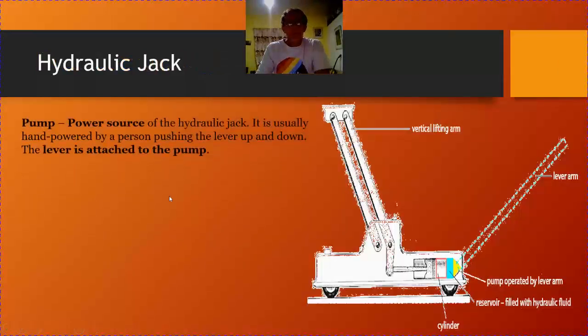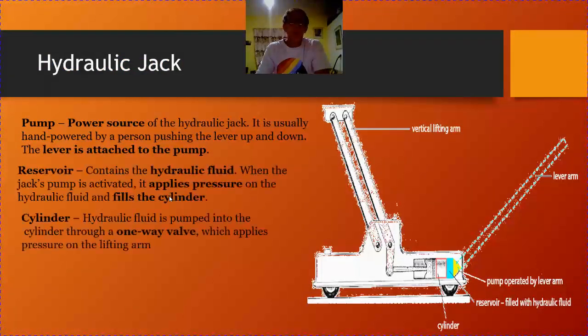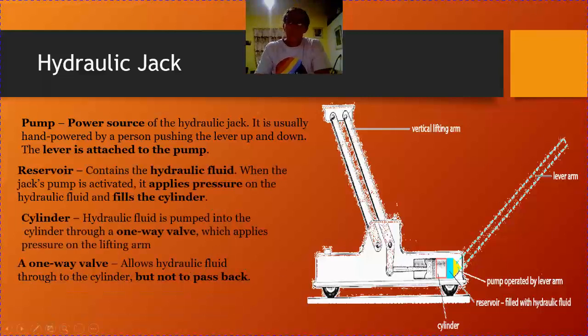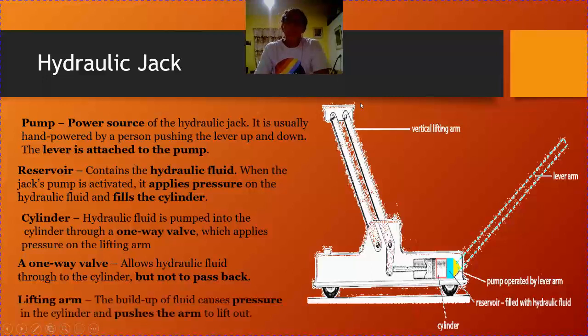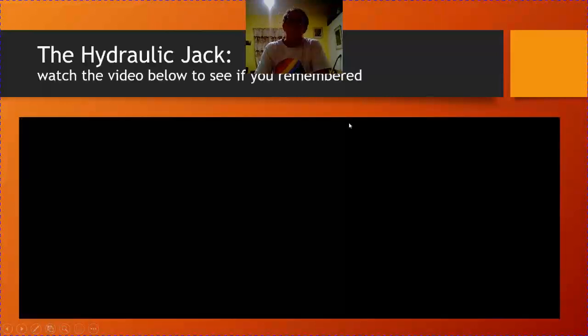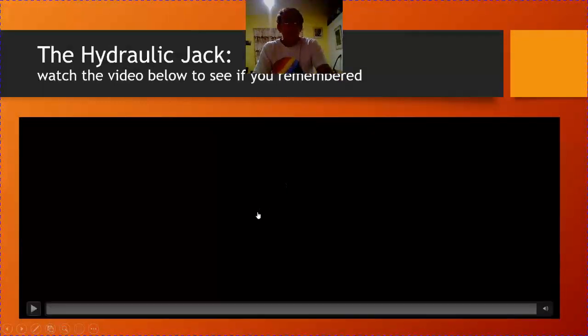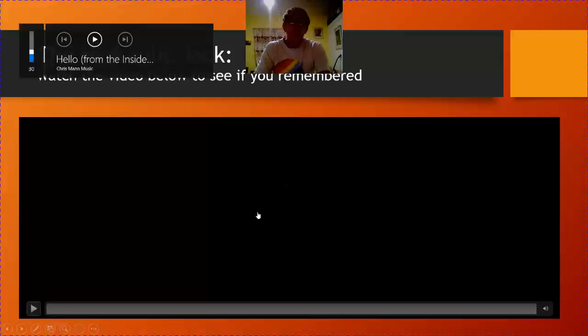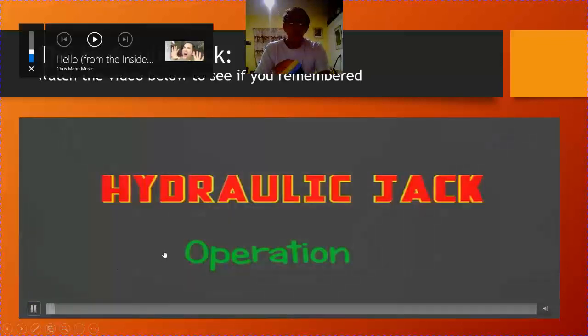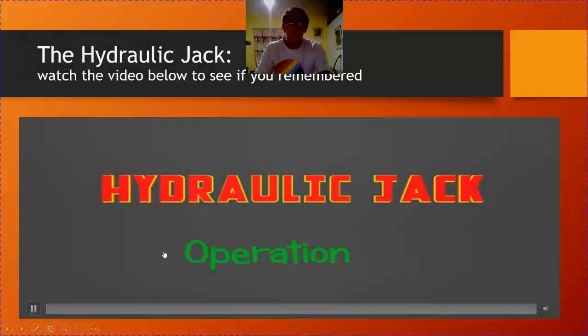I want you to write down the labels of each part of the hydraulic jack. You have a pump, which can be motor or hand operated. You have the reservoir, which contains the hydraulic fluid. You have the cylinder. And you have a one-way valve that prevents the fluid from leaking back every time you pump. Very important. The lifting arm will lift up the car. Then I'd like you to watch this video below on your own, which will tell you how the hydraulic jack operates.